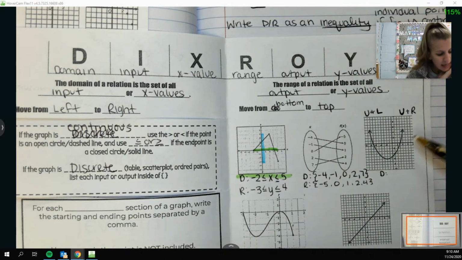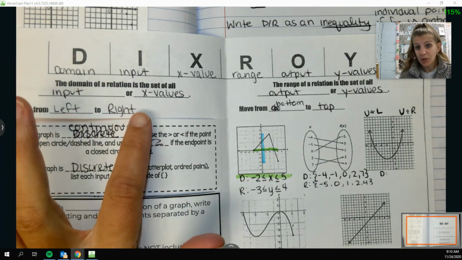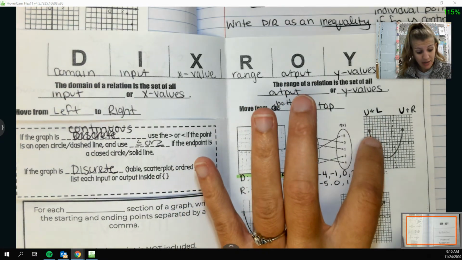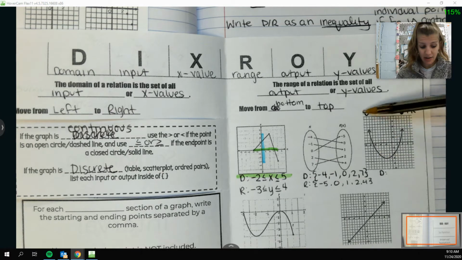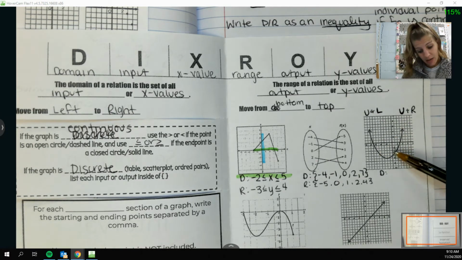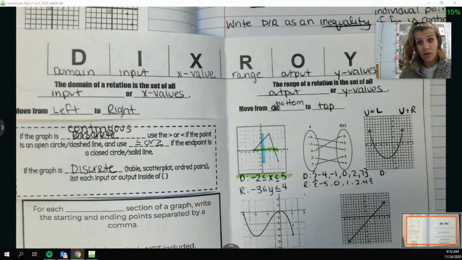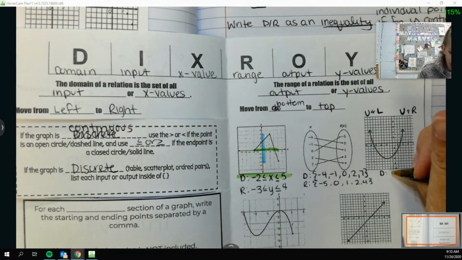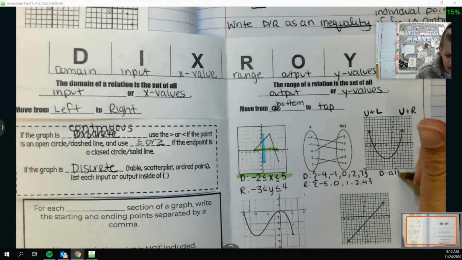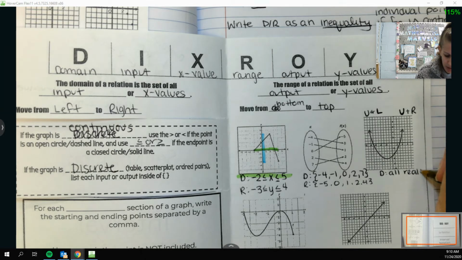But if I think about domain, domain moves from left to right. And this graph is always going left, forever, because I got an arrow. And this graph is always going right, forever, because it's got an arrow. So I'm going left forever and right forever, which means eventually I'm going to cover all the x values. So my domain is all real numbers.